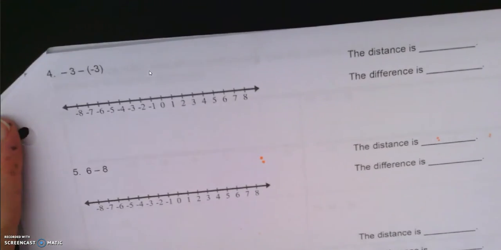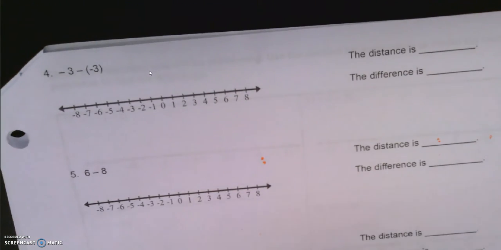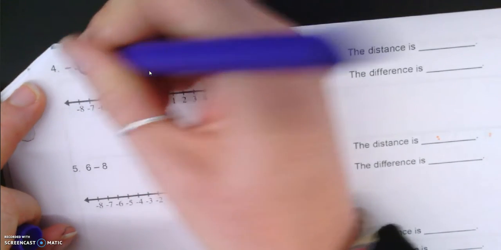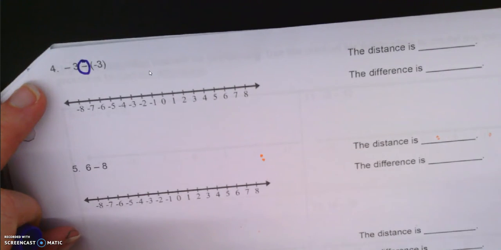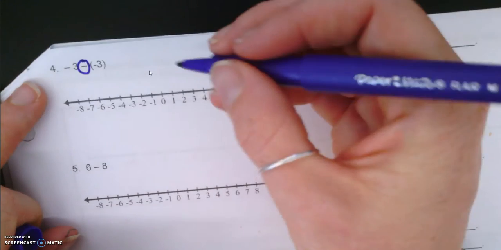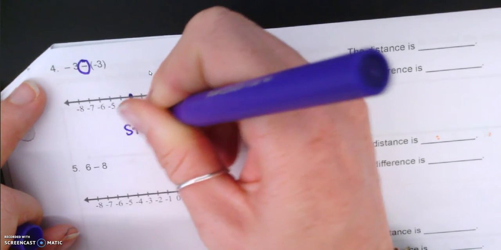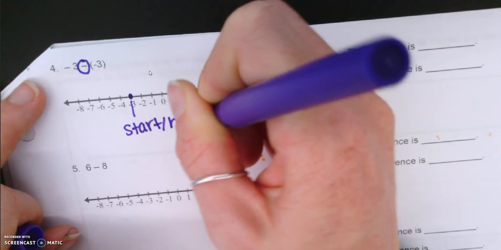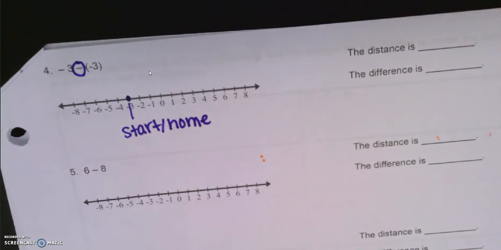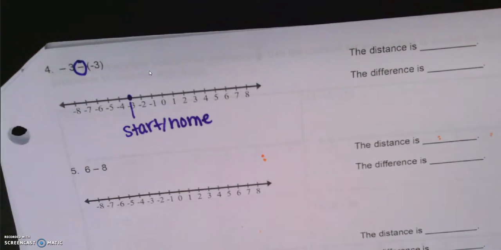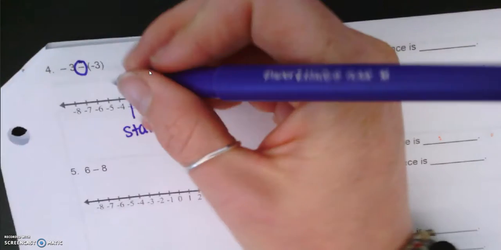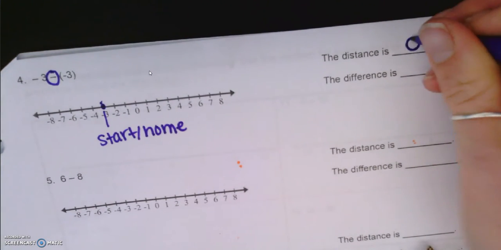Let's look at 4. It says negative 3, take away negative 3. Where are we going to start? The first number is negative 3. Negative 3 is our start, or our home. And I need to go all the way to negative 3. But I'm already at negative 3. Okay, so I'm not going to go anywhere. So I don't go right or left. So what's the distance? Oh, the distance is 0.